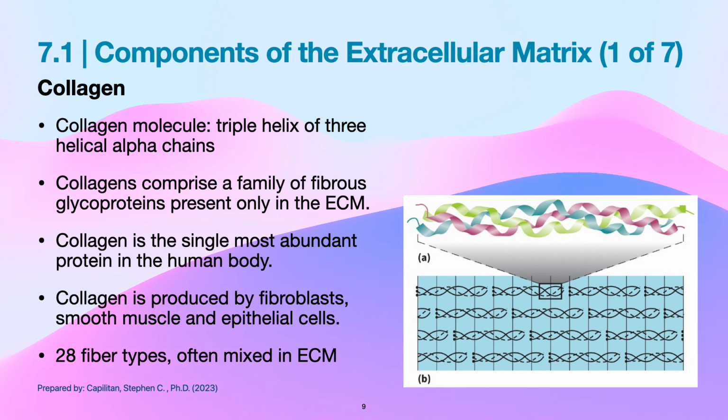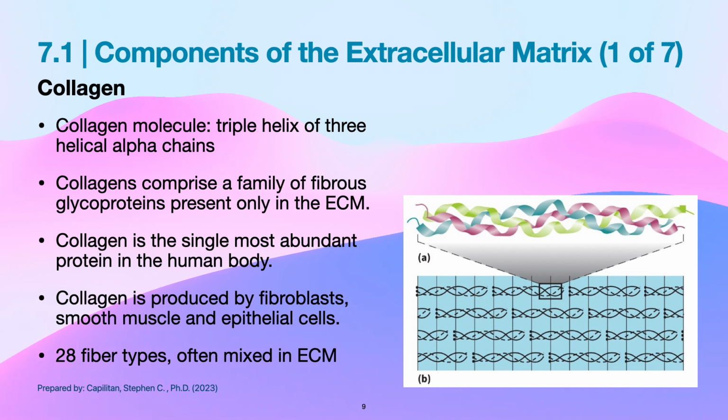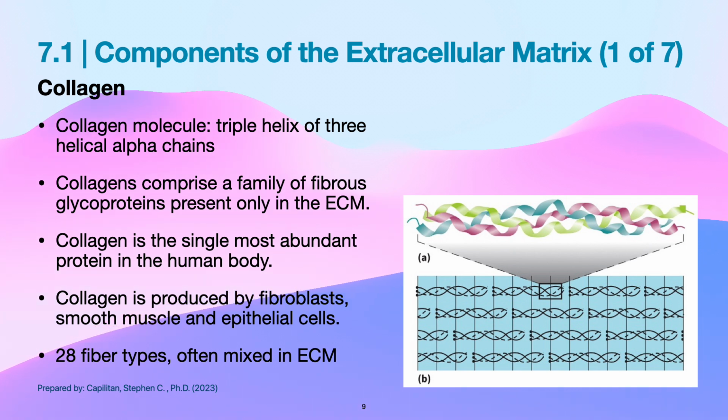This is the structure of collagen. This figure depicts several levels of organization of a fibrillar collagen. The collagen molecule, or the monomer, is a triple helix composed of 3 helical alpha chains. Some types of collagen contain 3 identical alpha chains, and thus we call them homotrimers, while others are heterotrimers containing 2 or 3 different chains. Each collagen 1 molecule is around 295 nanometers in length.